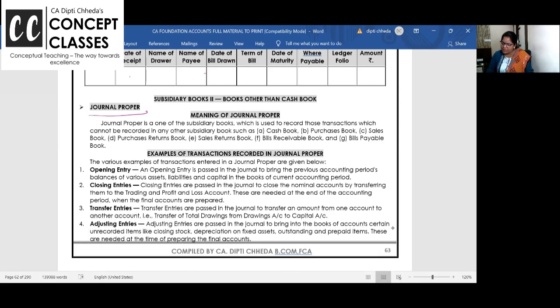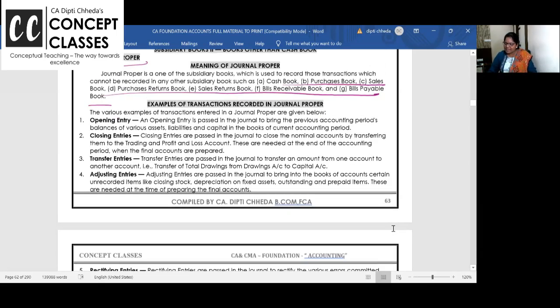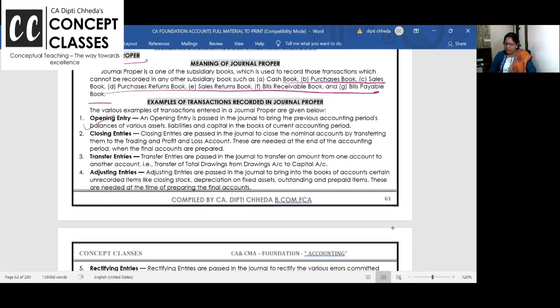Journal proper is one of the subsidiary books, which is used to record transactions which are not recorded in cash book, purchase, sale, purchase return, sales return. Transactions which are not recorded in subsidiary books. Ma'am, sab to record ho gaye. There are some transactions. Let us see examples.